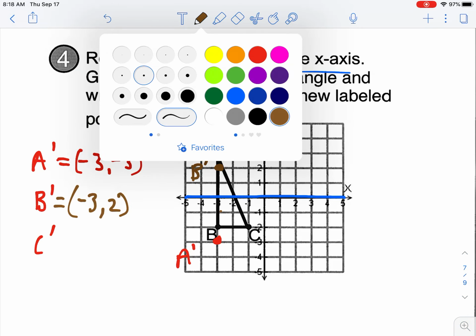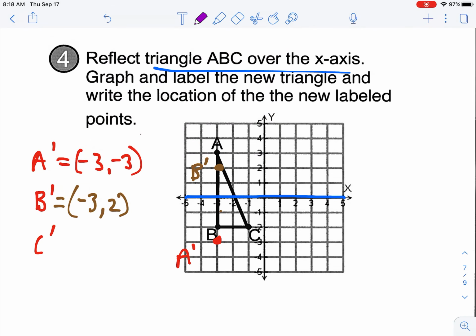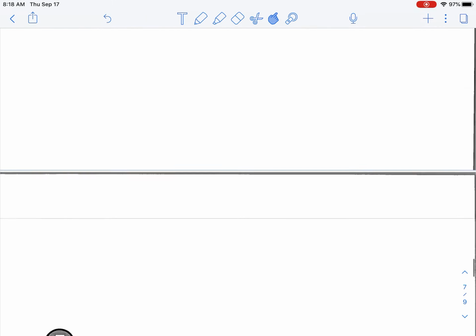Our last point is C. C is 1, 2 below, so we're going to go 1, 2 above, and I'm going to call it C prime. That's left 1, up 2, so negative 1, comma 2. Connect our picture, and you'll notice again the triangle flipped on top of itself.